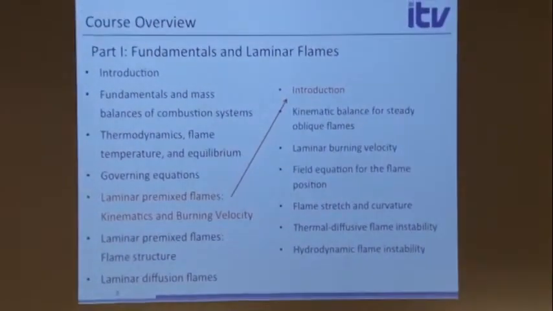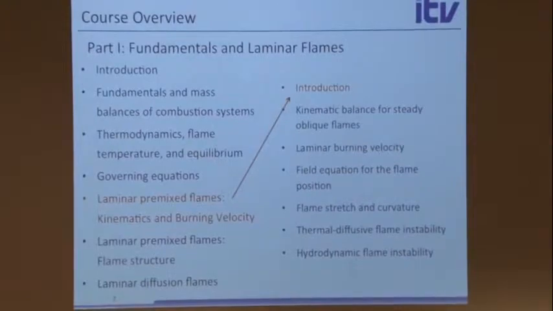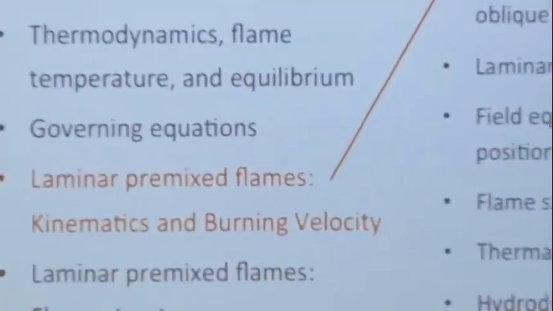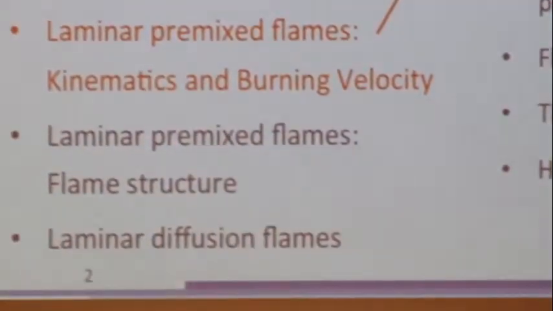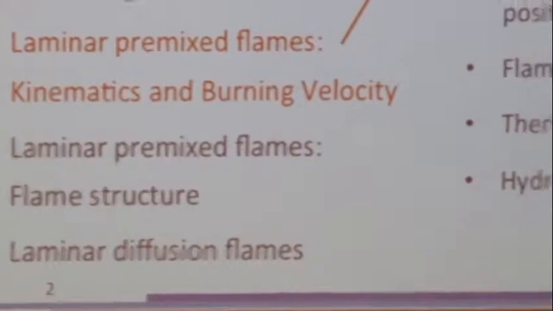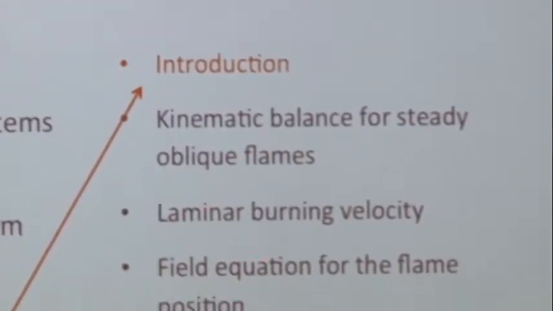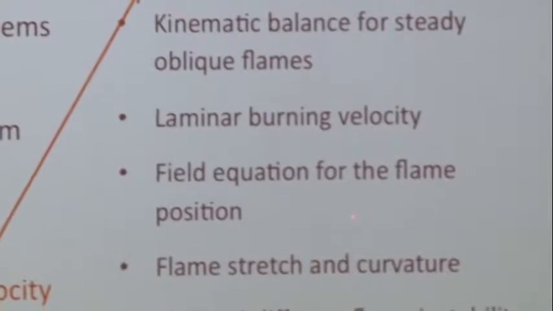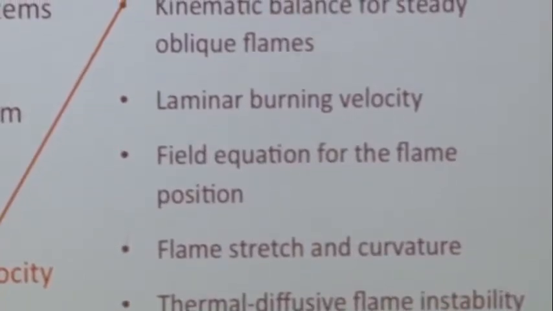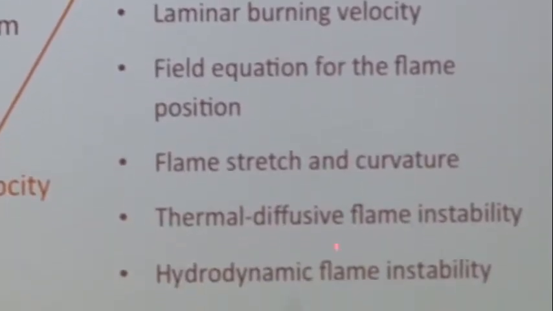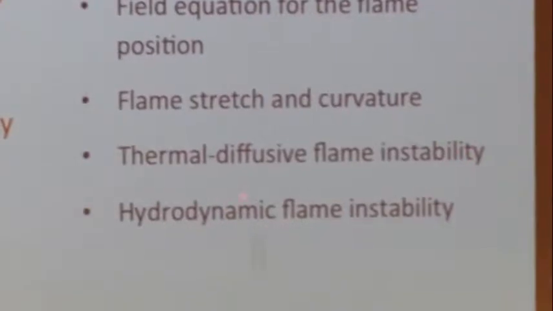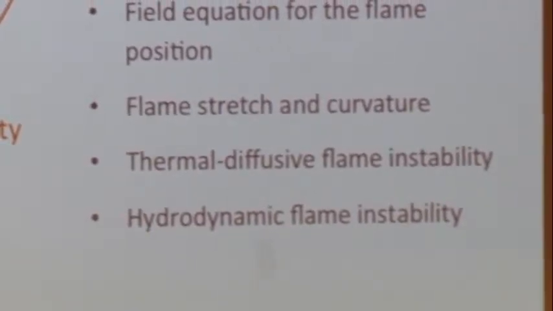Just to look again at what we want to do, we want to look at kinematics and the burning velocity as a very important parameter, and then in the next lecture we want to talk about details of the flame structure. Here we want to talk about the kinematic mass balance, burning velocity, how to measure burning velocity, how to compute burning velocity. Then we'll introduce an equation that you can use to look at flame dynamics, and then finally we'll talk about modifications to the burning velocity which could lead to instabilities.